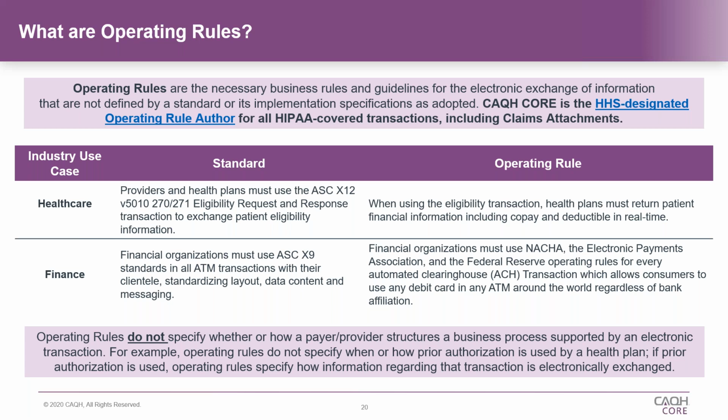However, where operating rules do come in is that if a prior authorization is needed or used, that the rules would specify how the information regarding the transaction is electronically exchanged. So hopefully that provides some helpful background around operating rules and how it helps to support the standards in encouraging electronic adoption throughout the industry. Can we go to the next slide, please?